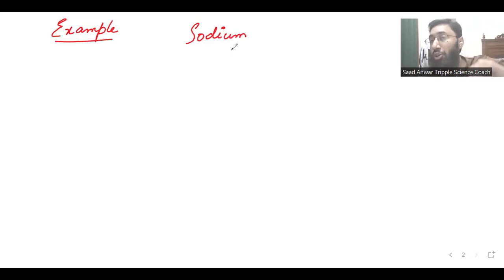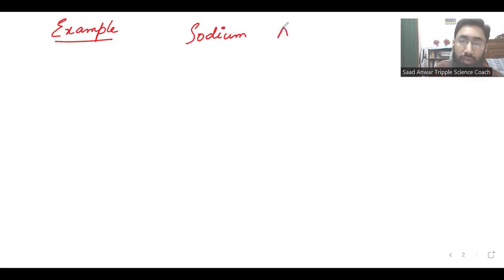In the periodic table, there is an element, and that is sodium. One thing, guys: always keep the periodic table near you. Whenever you study chemistry, always keep the periodic table. The periodic table will really help you, and in your exam, in the question paper, they also give you the periodic table.